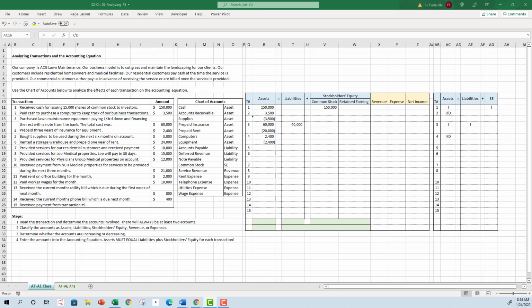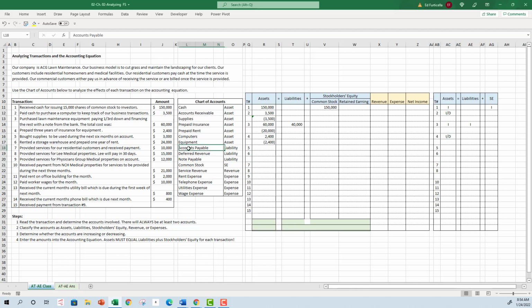Now let's look at number 5. On number 5, it says we bought supplies to be used during the next 6 months on account. $3,000 worth of supplies were purchased. On account means we didn't pay for them at the time of purchase. On account means we owe the supply company $3,000 and we'll pay it at a later date. On account, then, is a liability because it represents an amount owed.